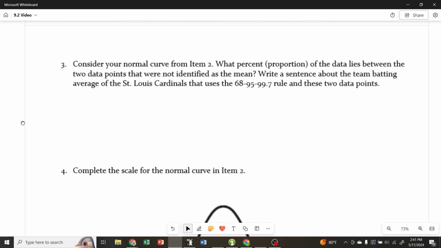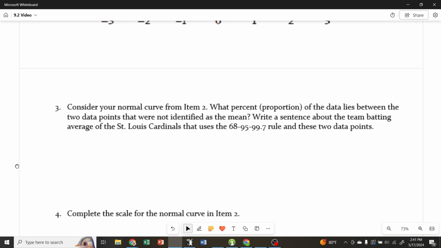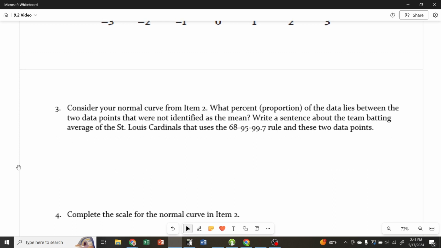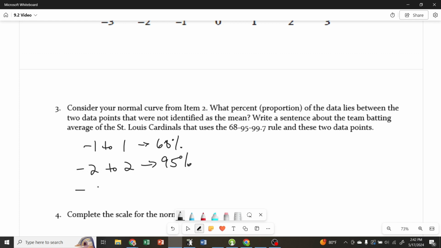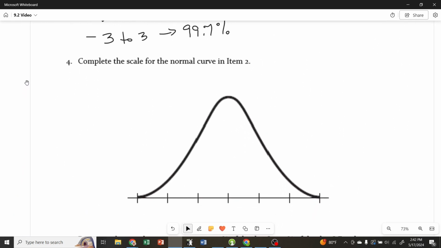So consider your normal curve from item 2. What proportion of the data lies between the two data points that were not identified as the mean? Okay, so we just did all that. I kind of moved ahead, right? From -1 to 1 is 68%. From -2 to 2 is 95%. And from -3 to 3 is 99.7% of the data. And we just completed the scale for that, right?